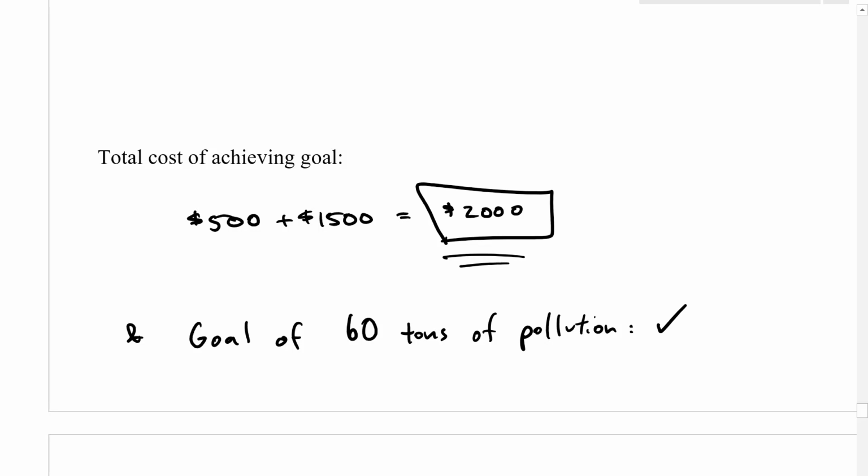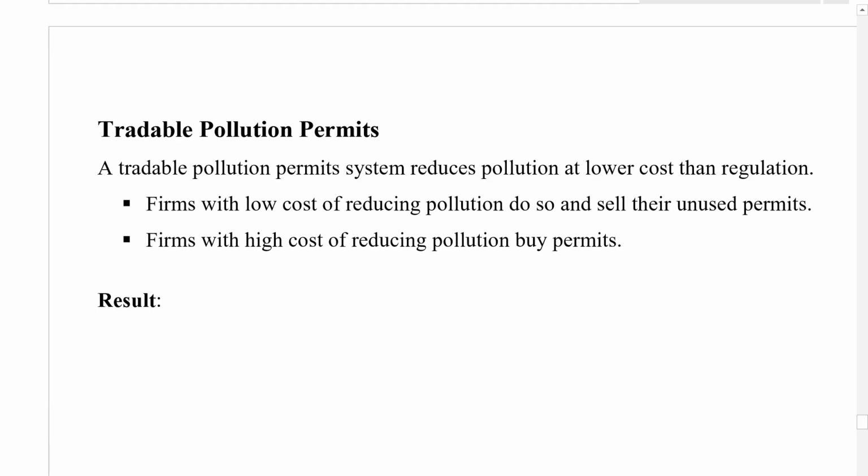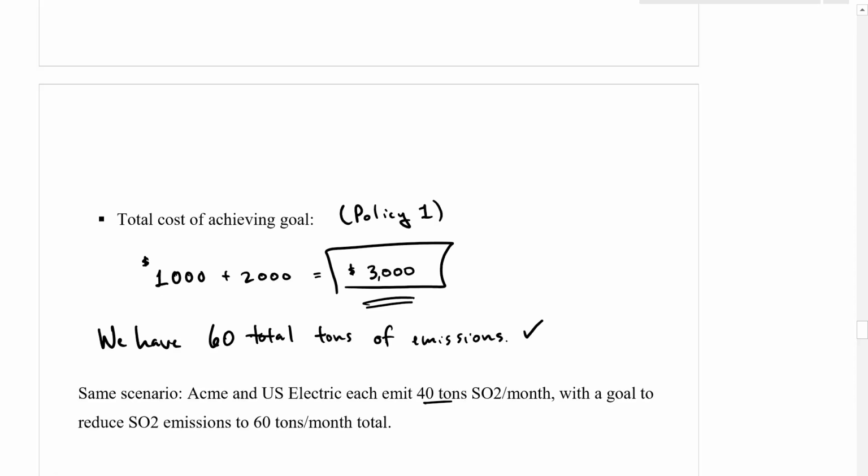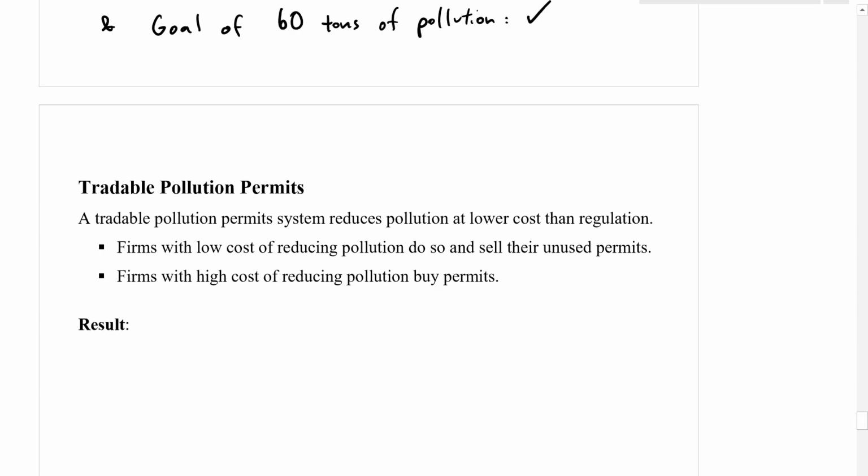All right, and if you recall, this is a $2,000 cost, and when we calculated the across-the-board regulation, so kind of going back up here, under policy option 1, the cost was $3,000 if both firms were required to cut emissions by 25%. So the across-the-board regulation costs $3,000. The cap-and-trade market-based system costs only $2,000. And what we have there is that a tradable pollution permit system is going to reduce pollution at a lower cost than regulation because of that efficiency.